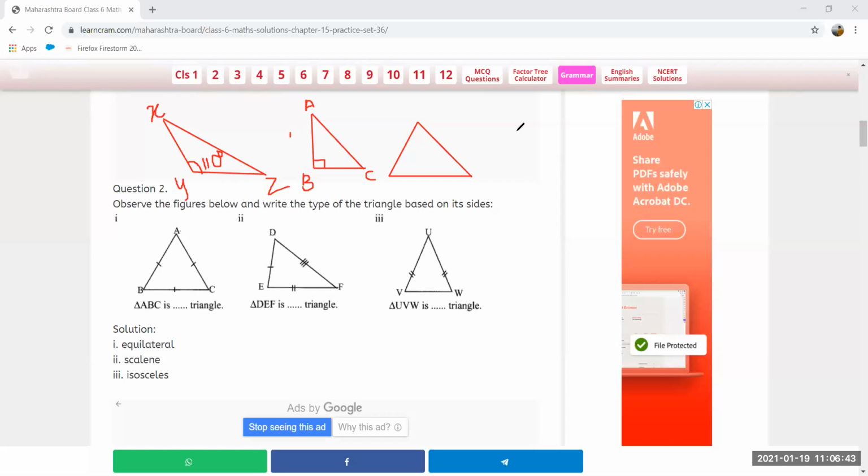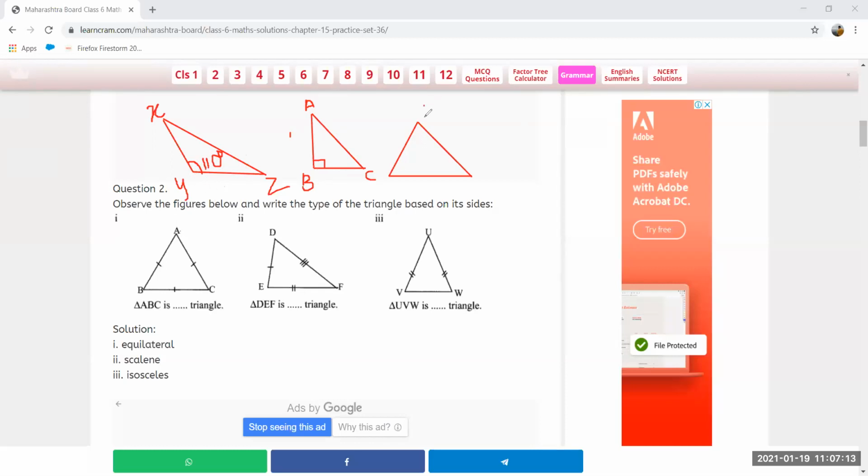So if one of the angles is more than 90 degrees in a triangle, then it is known as an obtuse angle triangle. If one of the angles is 90 degrees, then we can call it a right angle triangle. If one of the angles is more than 90 degrees, like 110, then this triangle XYZ is known as an obtuse angle triangle.